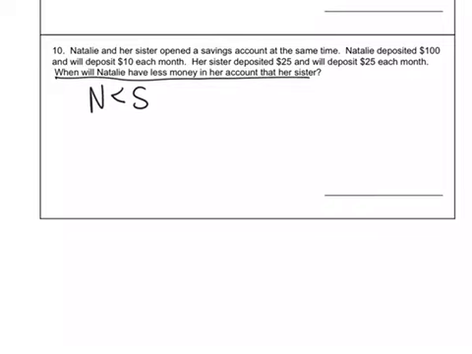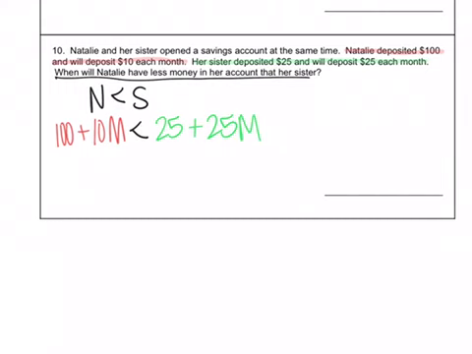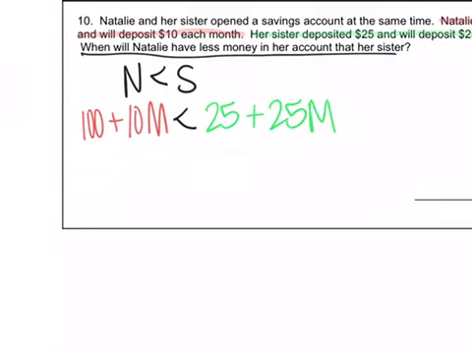Well, for Natalie, we know that she deposited $100 and will deposit $10 per month. So she has $100 plus $10 per month. For the sister, she deposited $25 and will deposit $25 each month. So deposited or started with $25 and is depositing $25 per month. This one, remember, they asked us to solve, so don't call me after midnight.